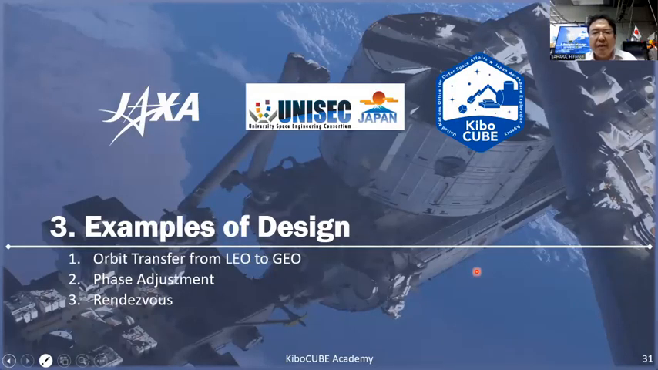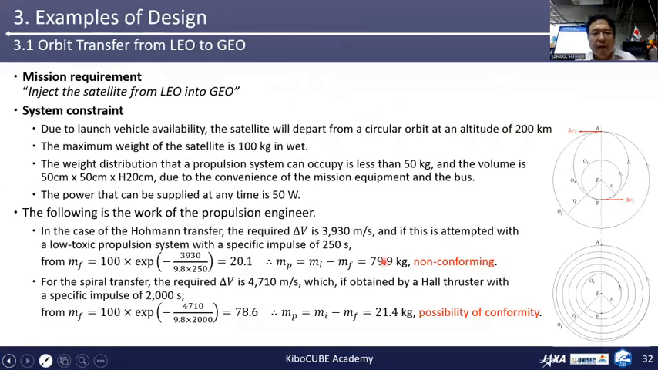Let's consider some typical missions. The first mission is to inject the orbiter from low Earth orbit to geostationary orbit. As system constraints, we set the initial orbit altitude, the maximum satellite weight, the upper limit of weight, volume, and constant power consumption of the propulsion system like these. Assuming the Hohmann transfer, the orbit calculation indicates that the required velocity increment is about 4,000 meters per second.